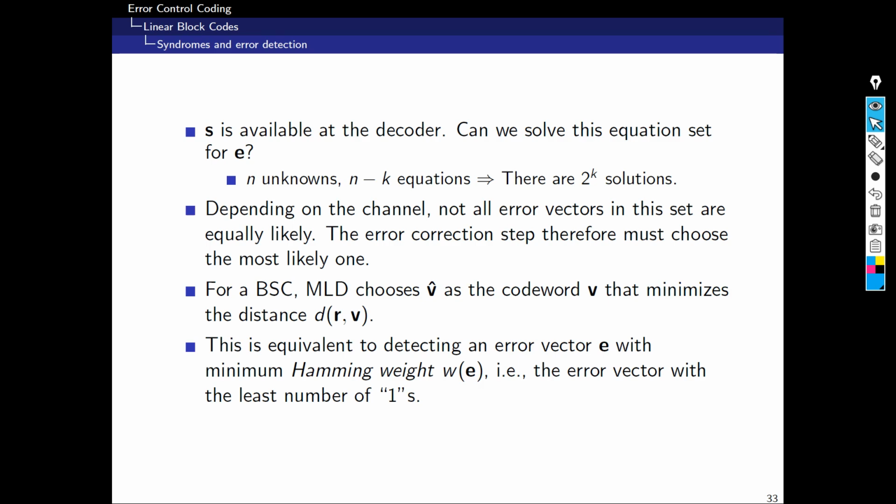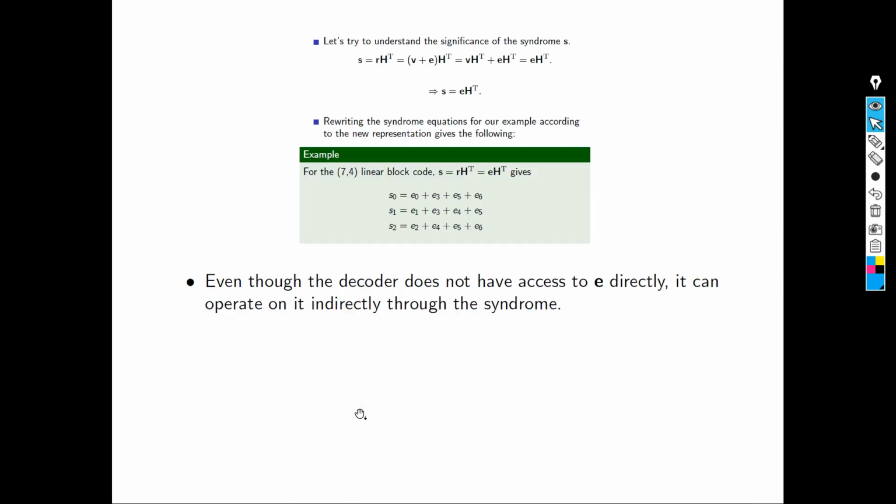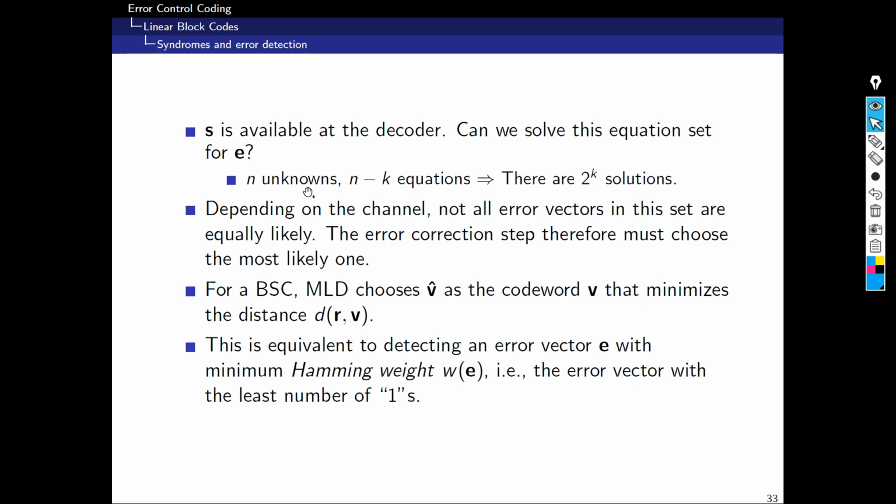Yes, we can obtain it by multiplying the received vector with H transpose, which becomes equal to R multiplied by H transpose. Can we solve this equation set that we found here? We have n unknowns, n minus k equations. N minus k, which means for the case of 7-4, we have three equations. But we have 7 unknowns.